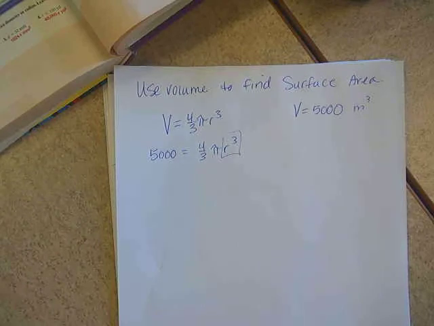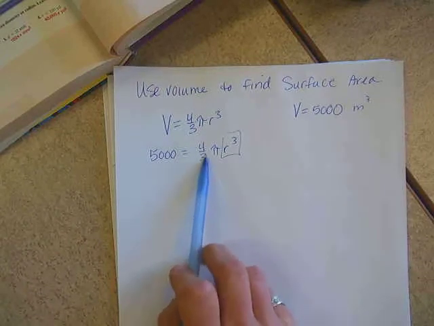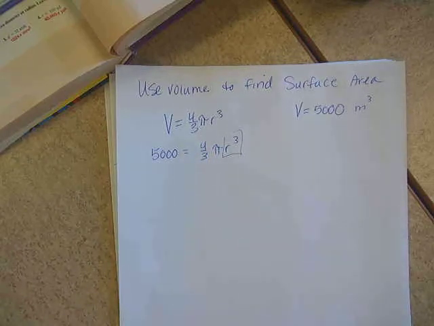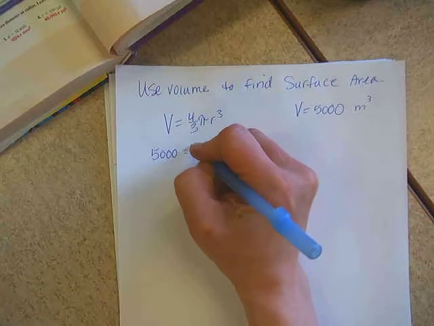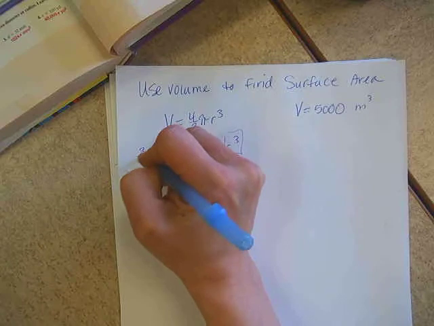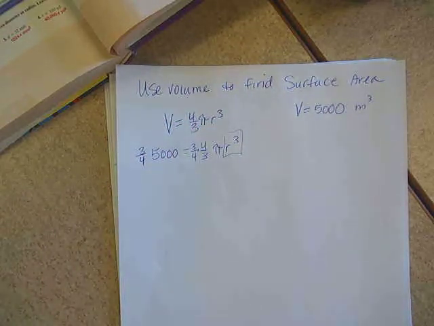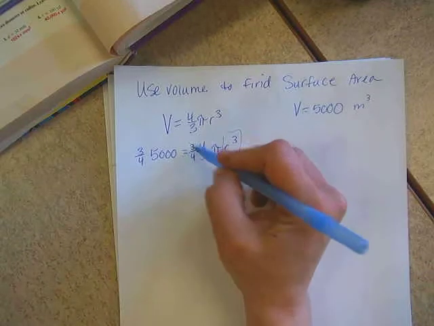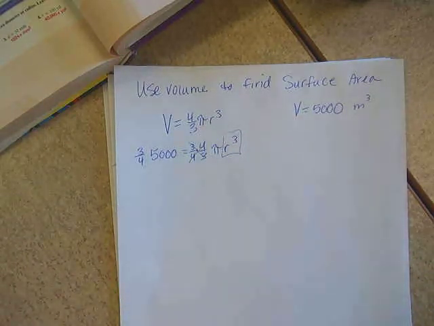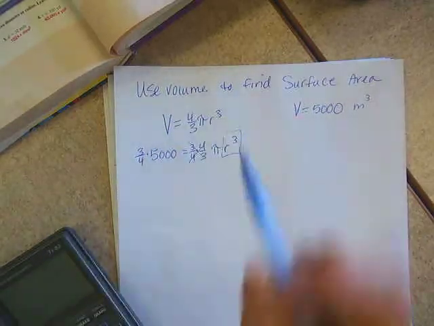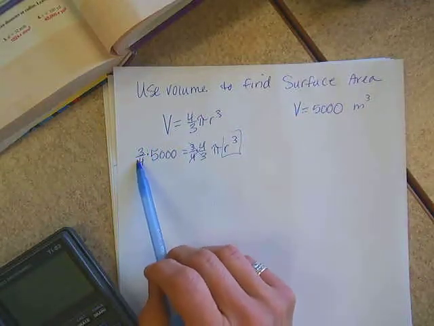Our goal is to get r cubed by itself, so we can take the cube root, and your calculator will do that for you. But first of all, you need to get rid of 4/3. How do you get rid of 4/3? Multiply by the reciprocal, right? So if we multiply both sides by 3/4, which is a nice decimal, you can use 0.75 if you want. Okay, those will cancel out.